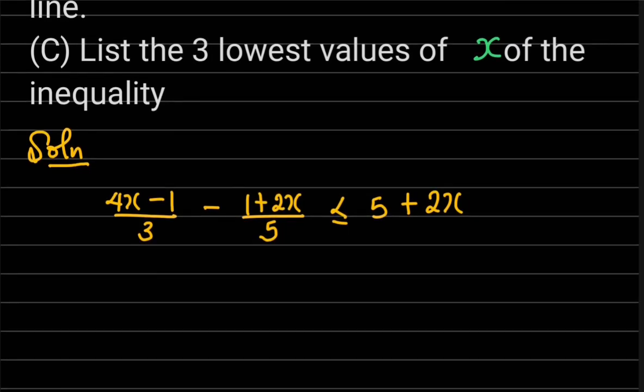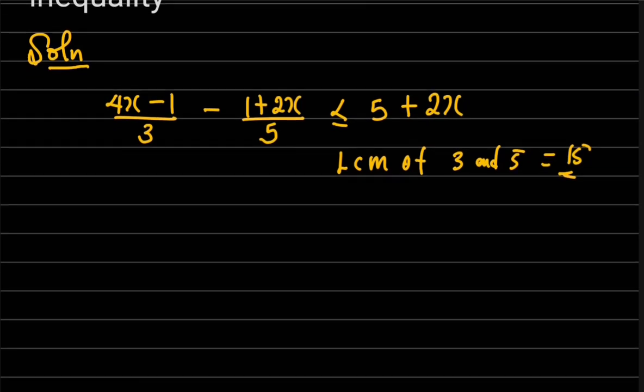Now, the first thing we need to do is to clear the fraction. And how do you clear the fraction? You multiply through by the LCM of the denominator. And the LCM of 3 and 5 is actually 15. Okay, so we have the LCM. So we're going to multiply through just to clear the fraction.